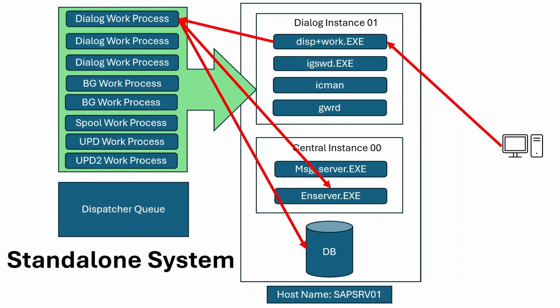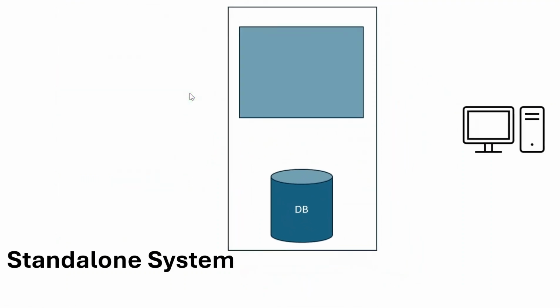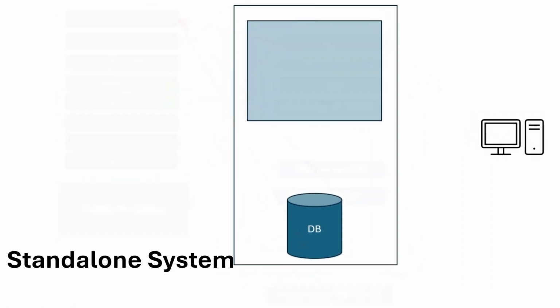Okay, what happens if all the work processes are busy? That's why we have the dispatcher queue. If anything comes in and all the work processes are busy, then the dispatcher puts the request into the dispatcher queue, and once a work process is free, it assigns the request to it. So that's how the standalone system works.